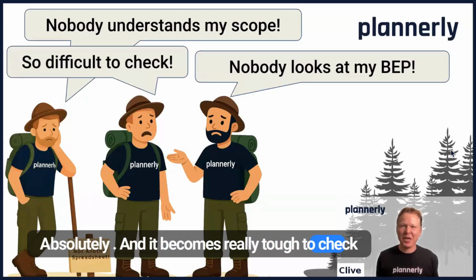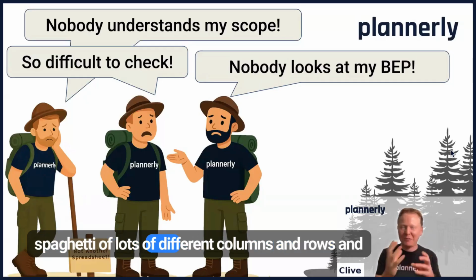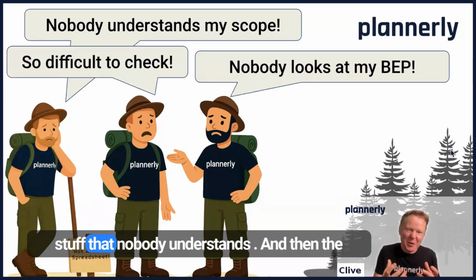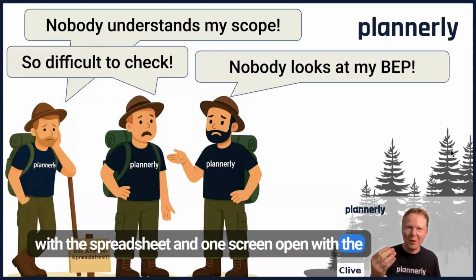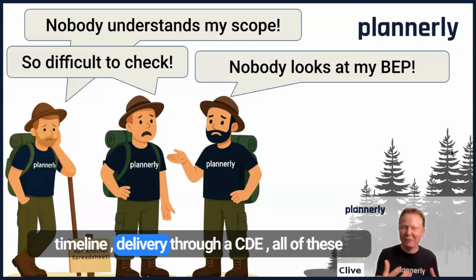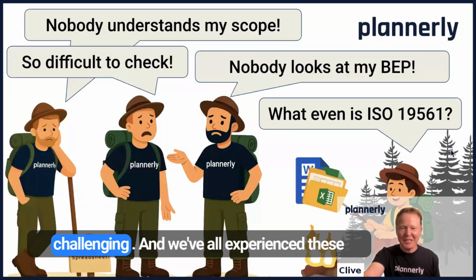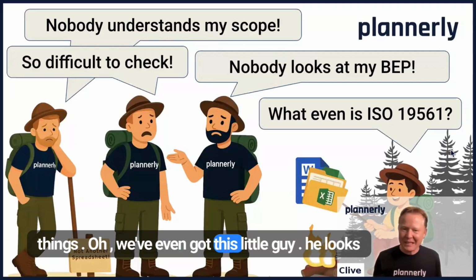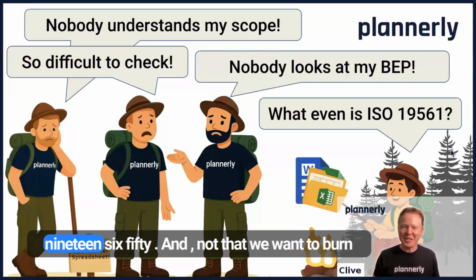And it becomes really tough to check things. You end up with this spreadsheet spaghetti of lots of different columns and rows that nobody understands. And then the person that has to check it has one screen open with the spreadsheet and one screen open with the model viewer, one checklist, one tool for the timeline, delivery through a CDE, all of these different places. It becomes really challenging, and we've all experienced these things. Oh, we've even got this little guy. He looks a bit confused as well. I think he means ISO 19650.